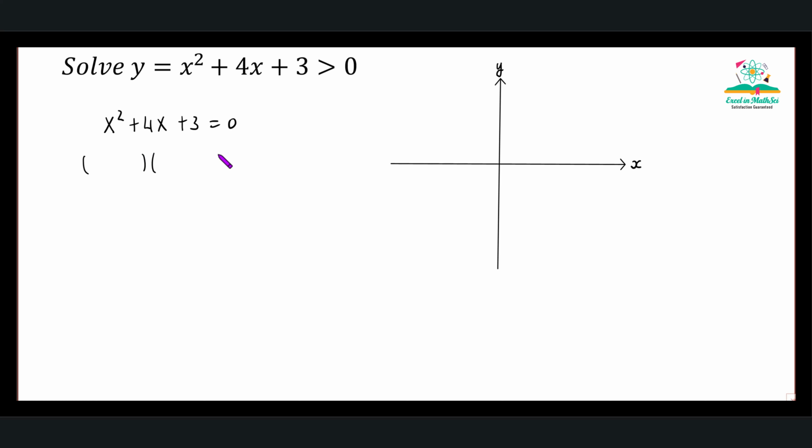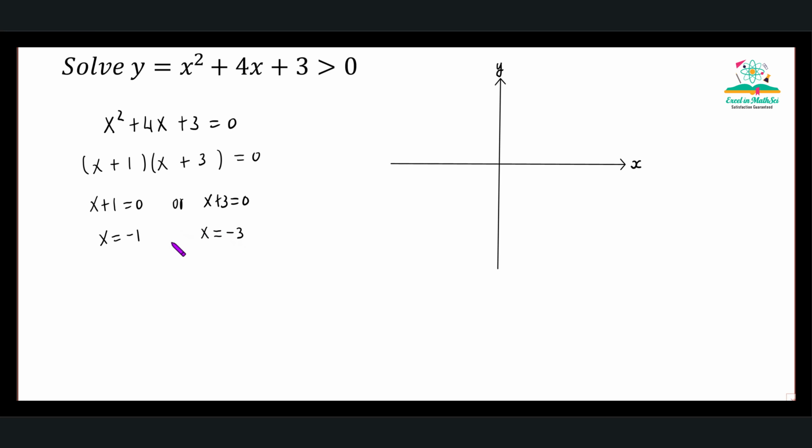Then you factorize, and then you get x plus 3 and x plus 1, and both of them will be positive. So either x plus 1 is equal to 0 or x plus 3 is equal to 0. So if x plus 1 is equal to 0, that tells me x must be minus 1. And if x plus 3 is equal to 0, that means x must be minus 3.